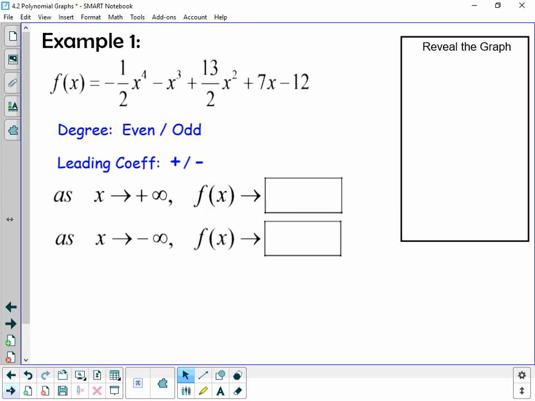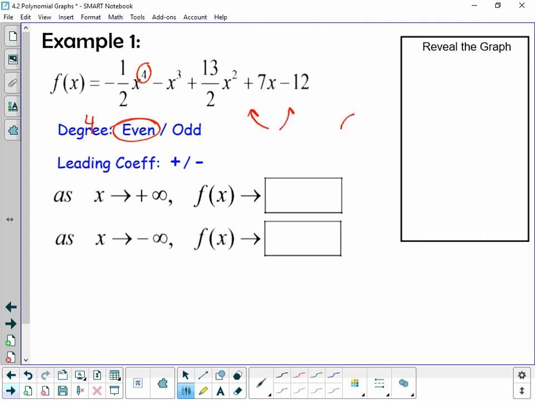There's a little chart in your notes that summarizes that, but let's look at it in the context of some problems. This function f of x is negative 1/2 x to the 4th minus x to the 3rd plus 3/2 x squared plus 7x minus 12. It's a lovely function. If we wanted to know what the end behavior of this function is, we first just need to note that the degree is 4, which is an even number. Even degree polynomials either mean both ends are going up or both ends are going down. So we have to decide which of those two cases we have here.